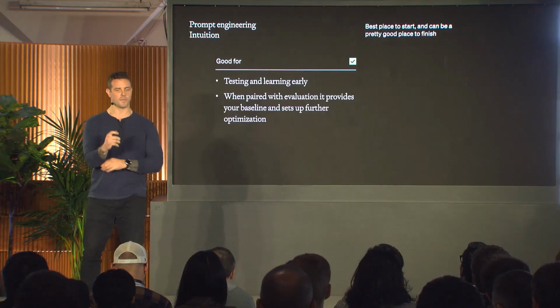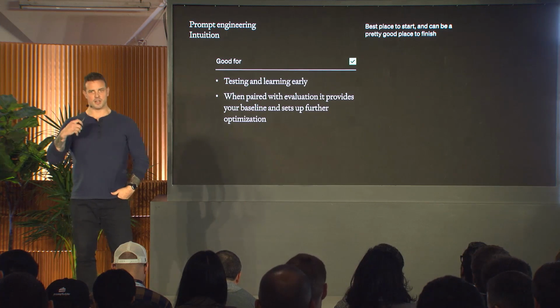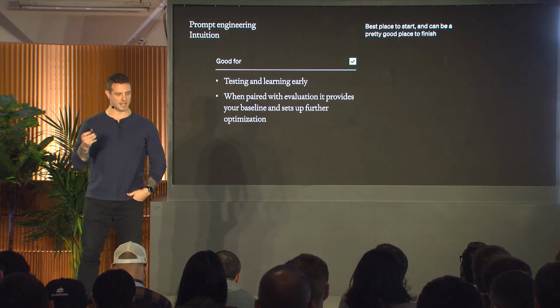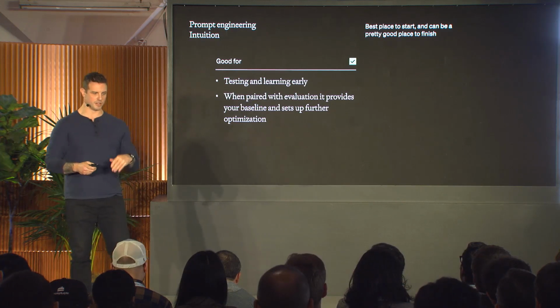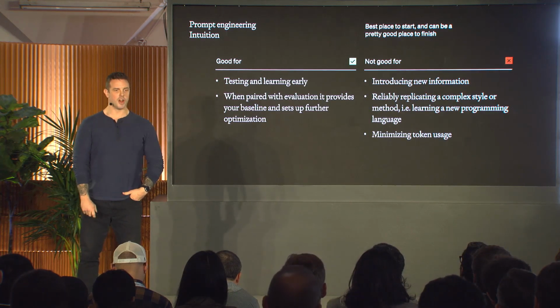So first of all, a couple of intuitions for prompt engineering. Prompt engineering, I've said it a couple times, I'll say it again, best place to start and can actually be a pretty good place to finish depending on your use case. So what it's good for? Testing and learning early, and when pairing it with evaluation, providing a baseline to set up further optimization. Should always be where you start. What it's not good for?